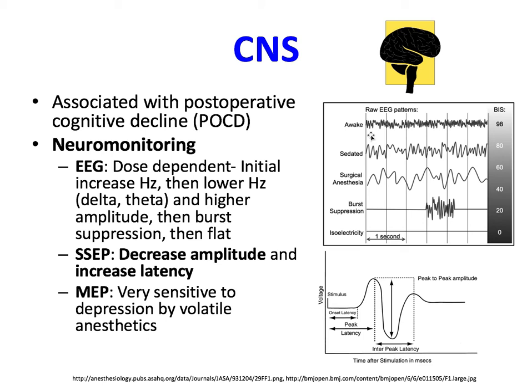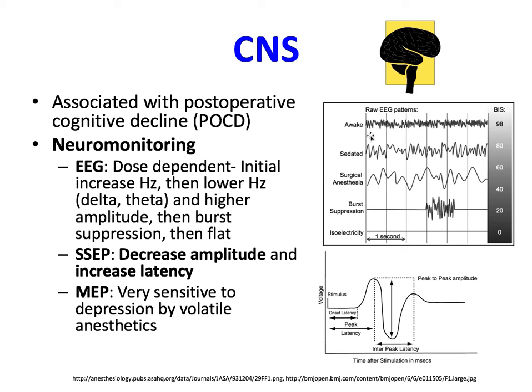The volatile anesthetics decrease the amplitude and increase the latency of SSEP signals, or somatosensory evoked potential signals. For example, if you're monitoring SSEPs and MEPs during major back surgery, you are looking at the amplitude, the height of the signal that's coming through, and how long it takes to get through, which is latency. The volatile anesthetics are going to make the height of that signal lower and the time that it takes to get through, or latency, longer. So it makes it more difficult to monitor SSEPs under very high concentrations of volatile anesthetics.